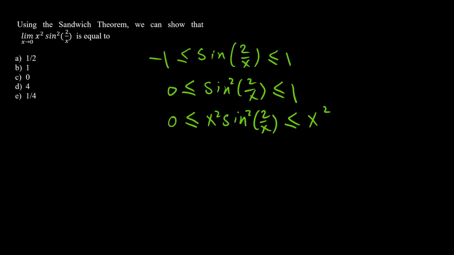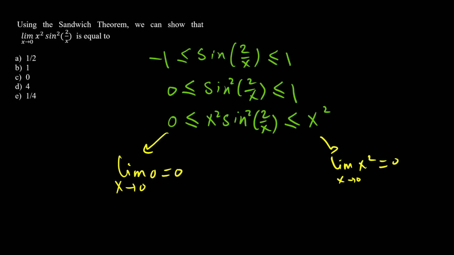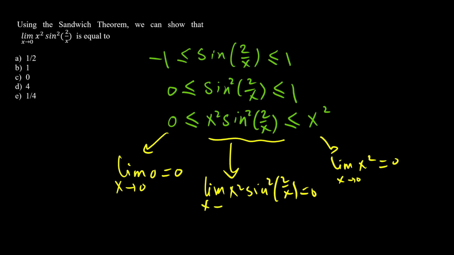Now let me just check the limit of the functions 0 and x squared on the other side. The limit as x goes to 0 of 0 is equal to 0, of course, and the limit of x squared as x goes to 0 is also 0, and therefore this must go also to the same limit, which is 0. So the limit of x squared sine squared 2 over x must be 0, of course, as x goes to 0 by the sandwich theorem.